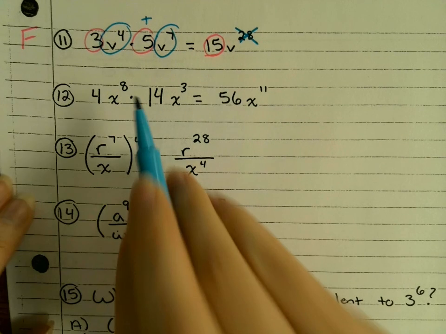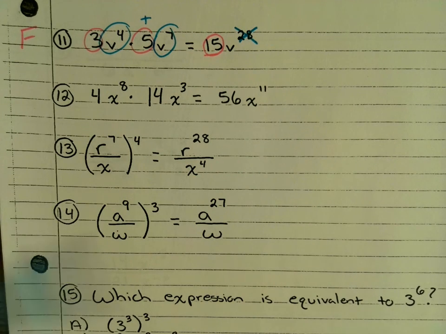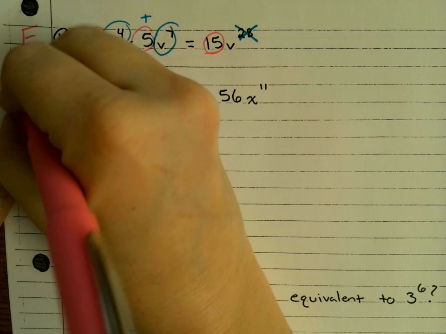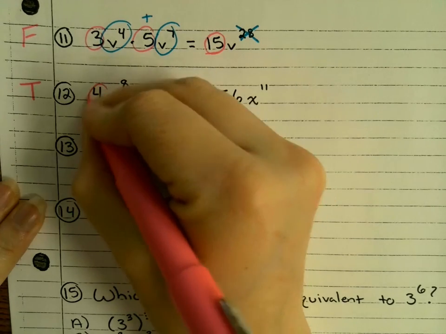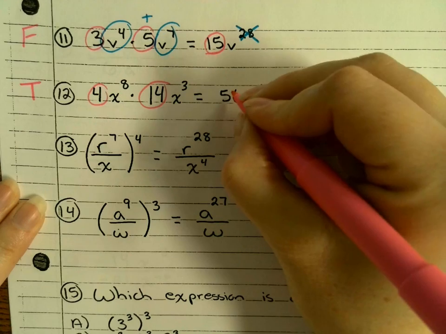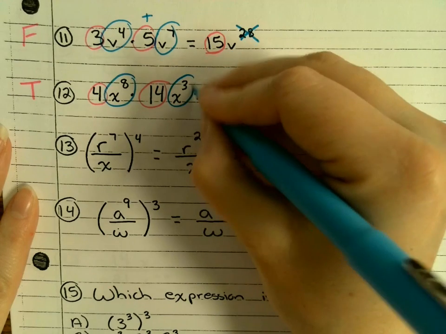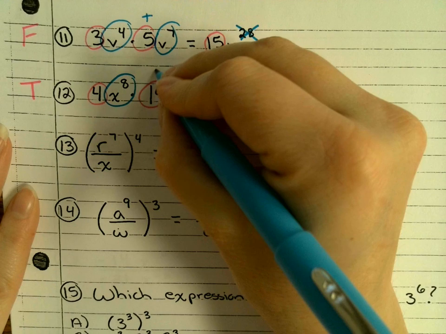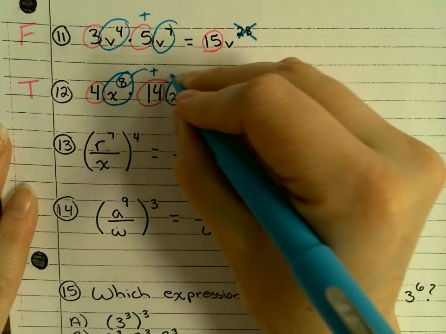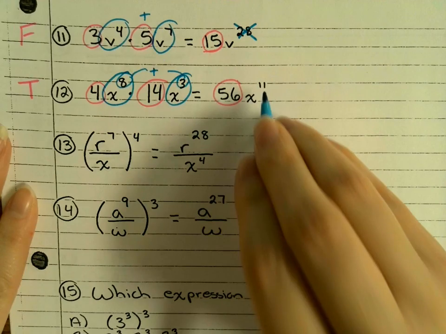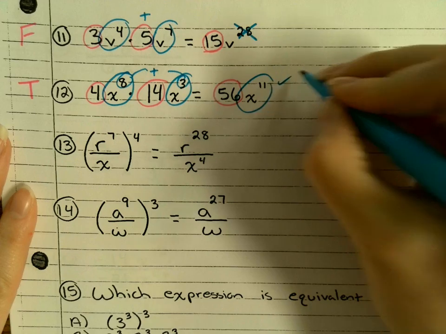Okay? For problem number 12, is true. It is true. 4 times 14 will give you 56. And then x to the 8th times x to the 3rd, you would add those exponents. You would add these exponents here. And it does give you x to the 11th power. So that is true.